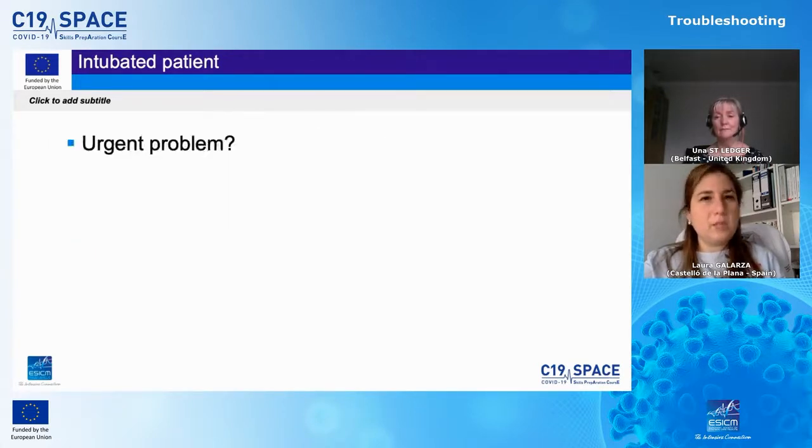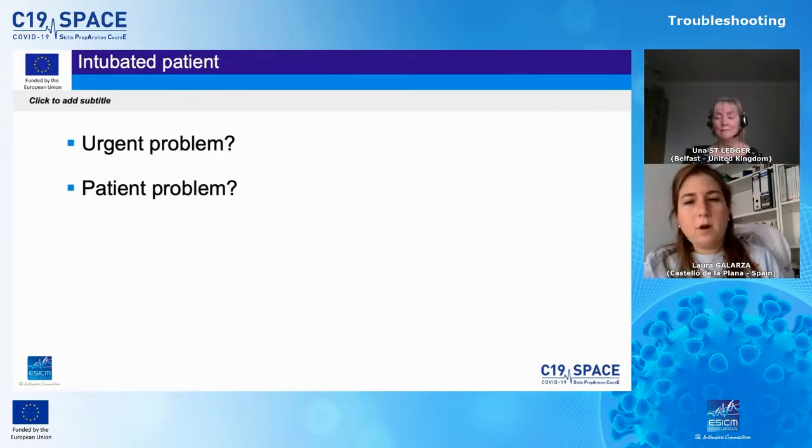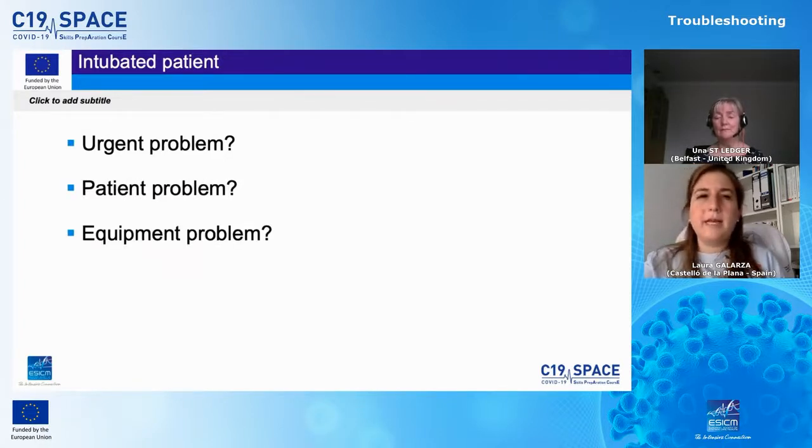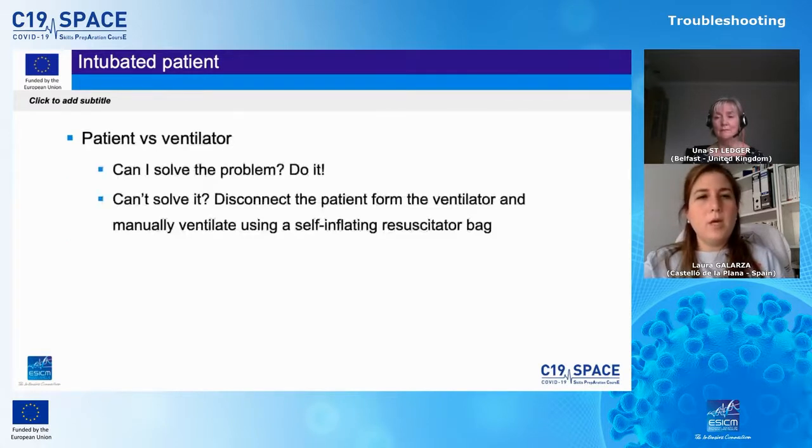Is this an urgent problem? Is my patient unstable? Should I call for help right now? Do I have a patient problem? Or, on the contrary, do I think it's an equipment problem? So whether it's a problem with the patient or the ventilator, we should always have the same routine.